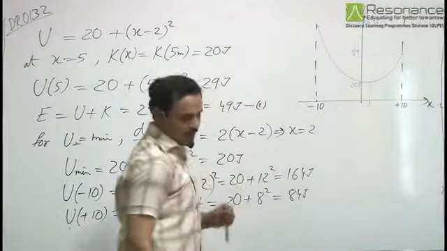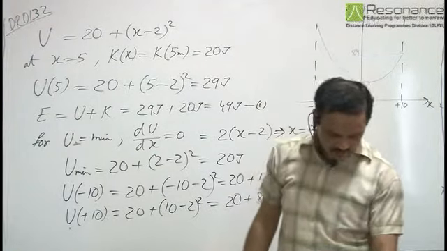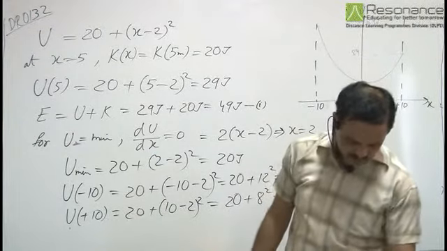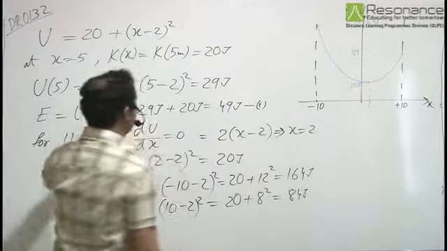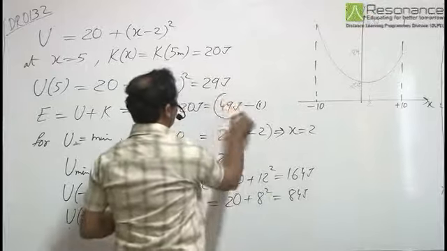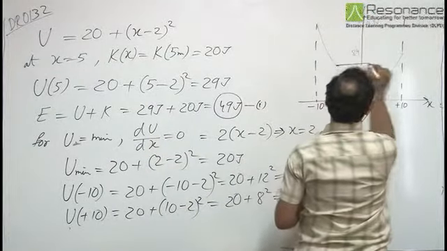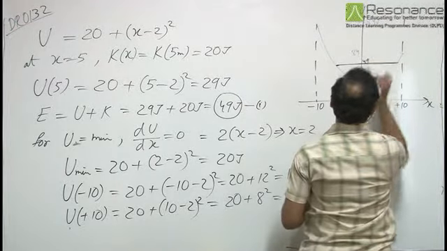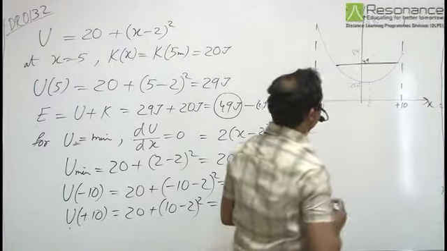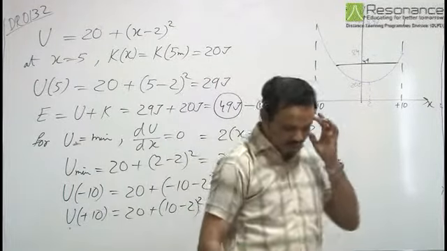Now it is asked that on the same graph, we draw the line that represents the mechanical energy of the system. Mechanical energy of the system we found to be 49 joules, so it is somewhere here. This line at 49 joules represents the graph for mechanical energy of the particle.